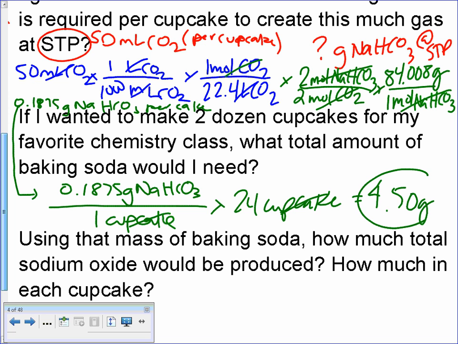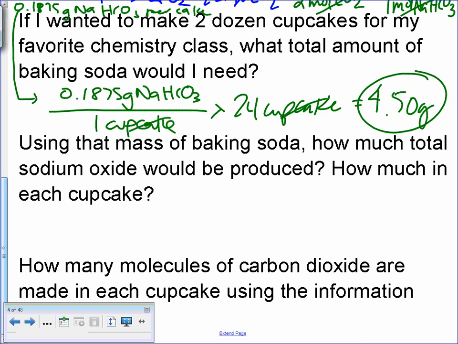Yeah. Okay, so that's more reasonable. So if you were trying to do a recipe, if you were trying to cook something, then you'd actually weigh out that many grams of sodium bicarbonate to get the perfect recipe, the perfect cupcake. There you go. Okay. So let's keep going.